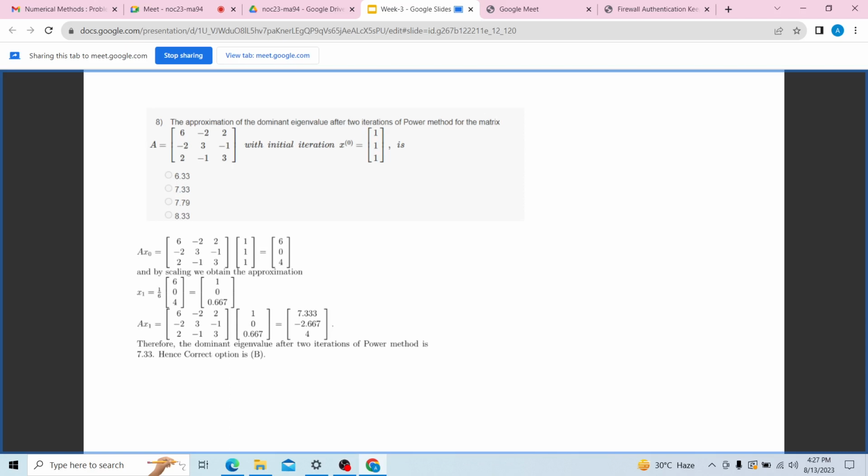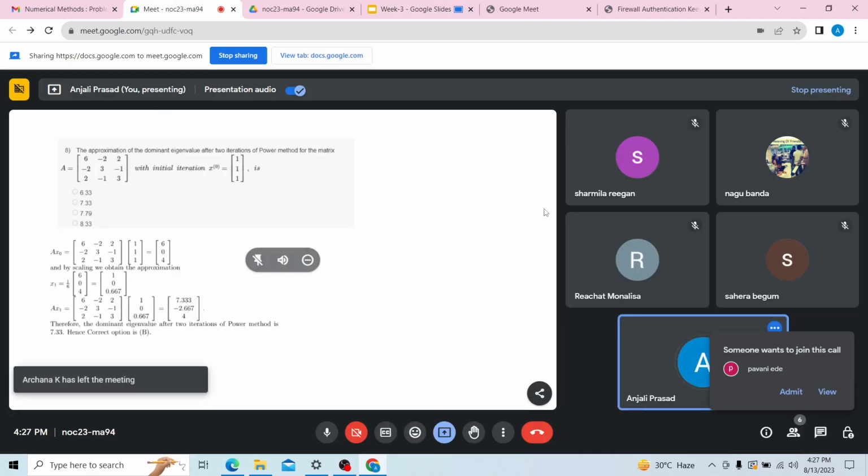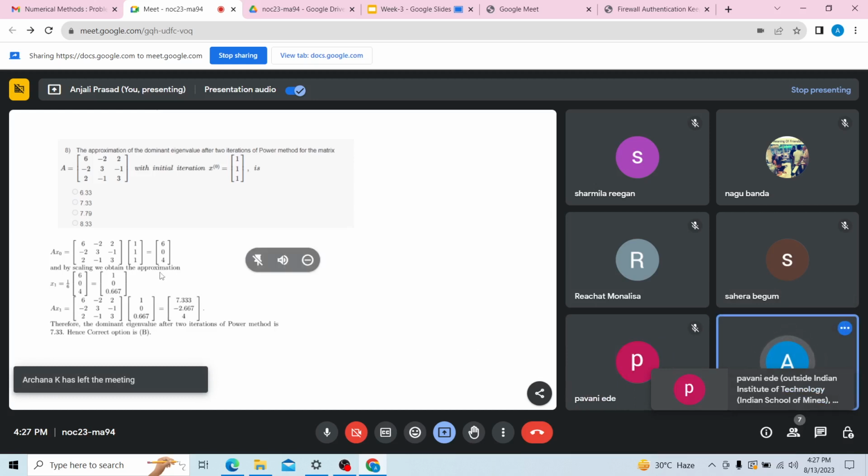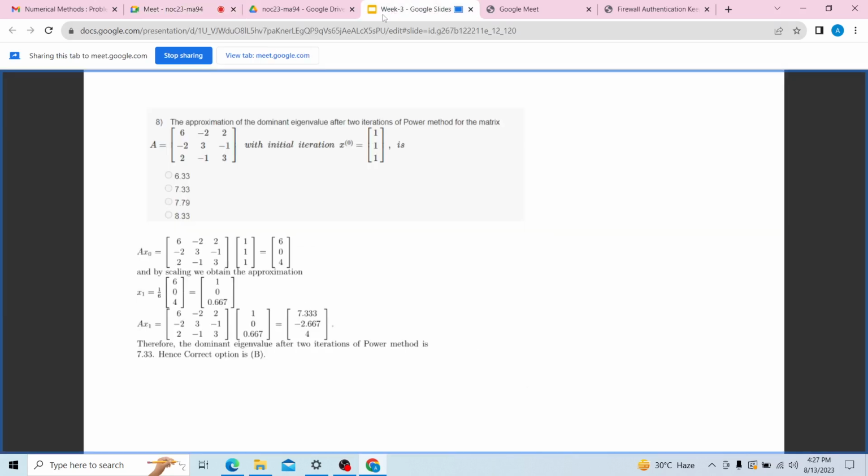Using that, you get the sequence of approximations in each iteration, like x1 equals Ax0 and x2 equals Ax1. In place of x1 you can put Ax0, so you will get A squared x0. Similarly, you go on doing this. Now here, using the power method, first you take the first matrix as A into x0.